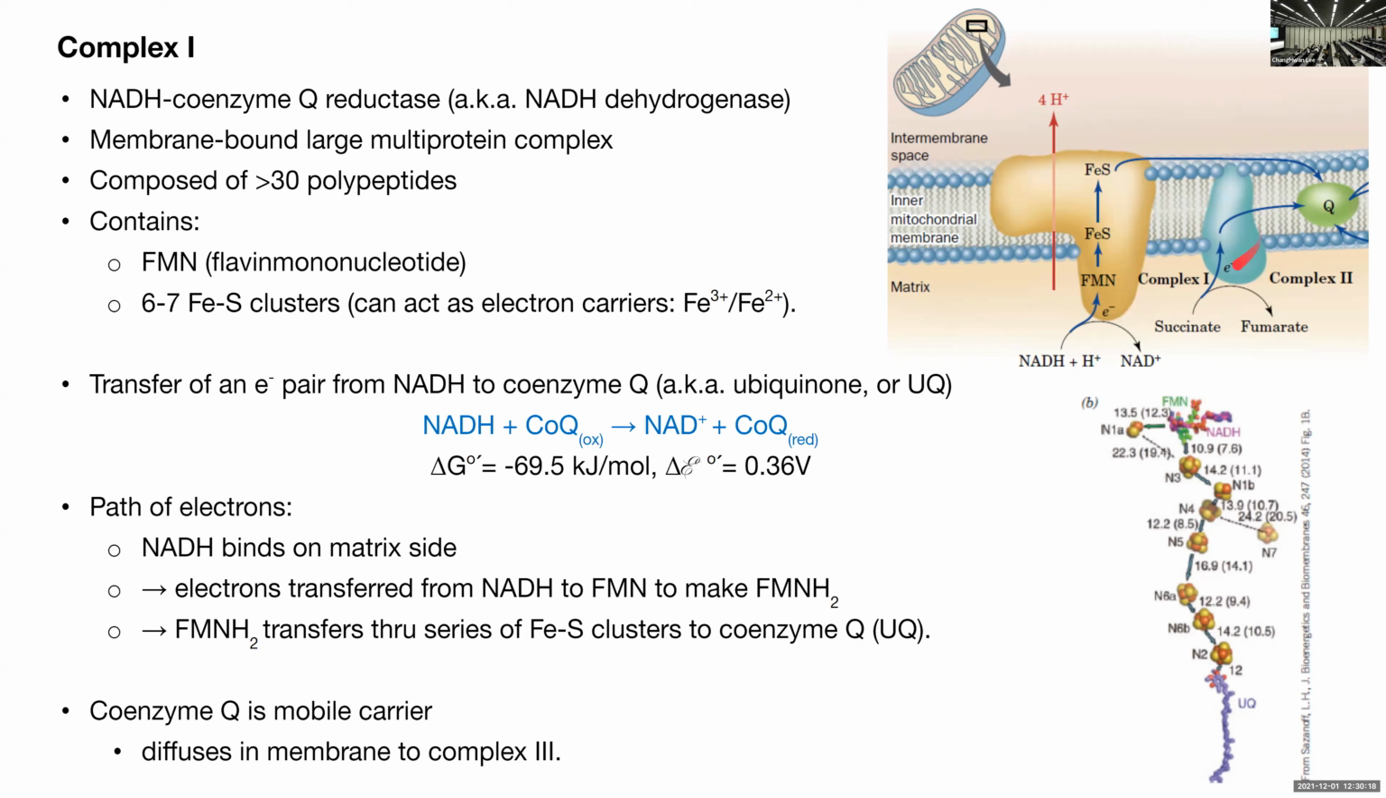This is a membrane-bound, large multi-protein complex with more than 30 polypeptides, so it's a huge protein complex. It also contains FMN, which is flavin mononucleotide, and 6 or 7 iron-sulfur clusters. These are critical for transferring electrons because they work as electron carriers. The iron ion can change its valency from 3 plus to 2 plus, and vice versa, so it can hold one electron and give it up to the next one downstream in the process.